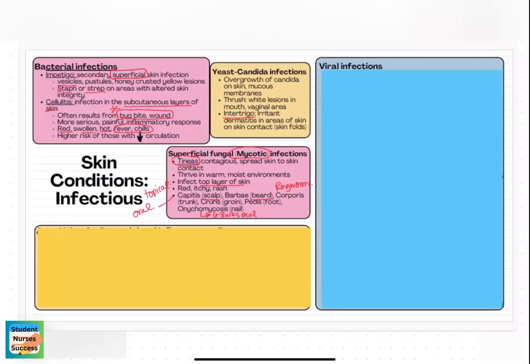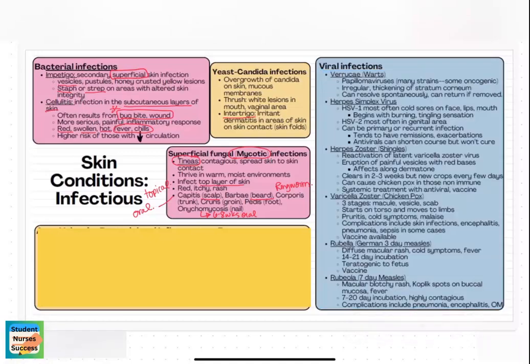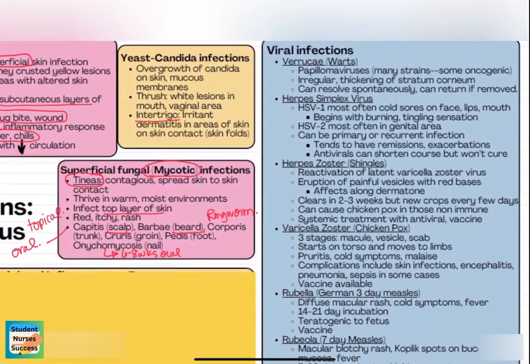Let's move on to our viral infections. We have quite a few here that we're going to talk about. The first one is warts. Warts are caused by the papillomavirus. There are hundreds of strains of papillomavirus. Some are oncogenic, meaning they can cause cancer. So HPV, we know in the genital area, is high risk for developing cervical cancers.